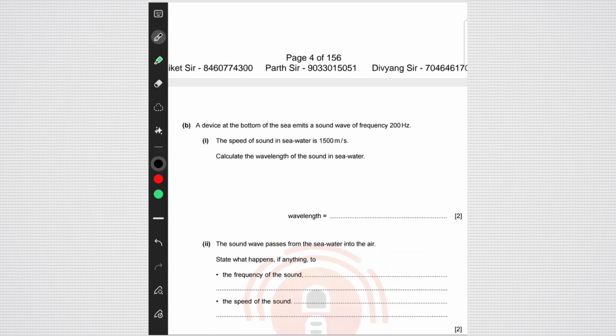Then, a device at the bottom of the sea emits a sound wave of frequency 200 Hz. The speed of sound in seawater is 1500 m/s. Calculate the wavelength. v is equal to f lambda. Right? Lambda is equal to v by f. So, always make sure that on the left hand side you write the equations. You make the subject of the formula whatever you are finding out, and only after that you substitute everything else. So, you have 1500 divided by 200 is equal to lambda. You find out that it is 7.5 meters.